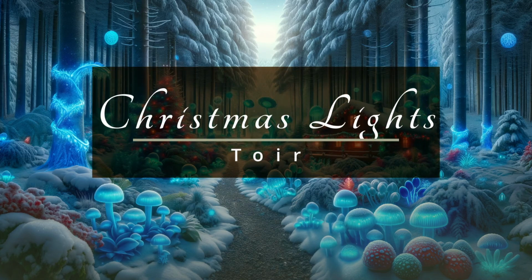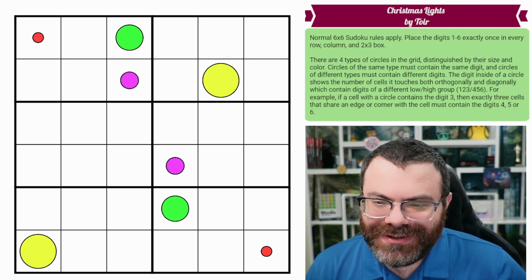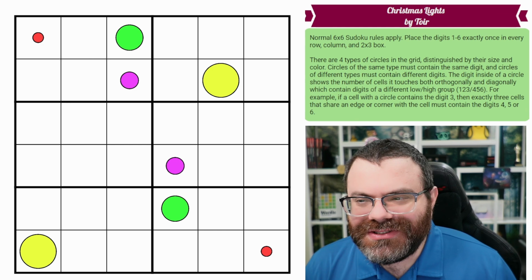Hello, let's continue our Sudoku adventure with Christmas Lights by Toir. So this is puzzle number 6 in our December Advent theme. Let's go over the rules.